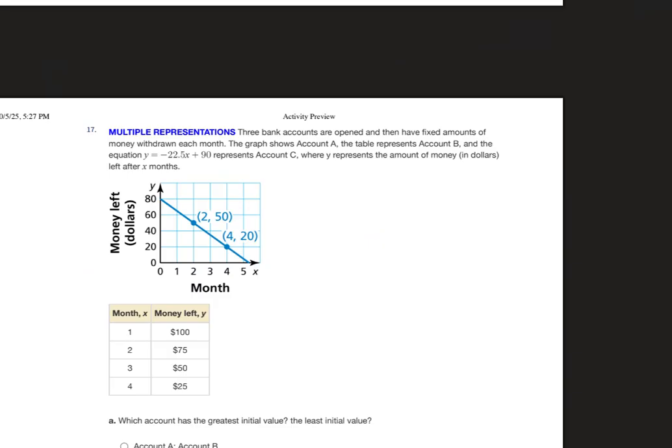Three bank accounts are opened and then have fixed amounts of money withdrawn each month. The graph shows account A, the table represents account B, and the equation represents account C. Y represents the amount of money in dollars left after X months. So we got money equals M months plus B. Y equals MX plus B.